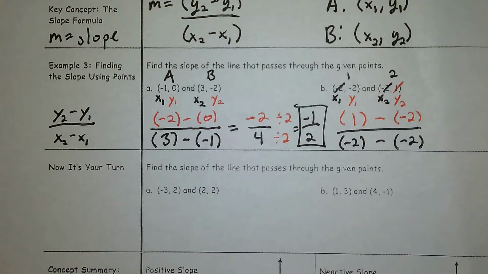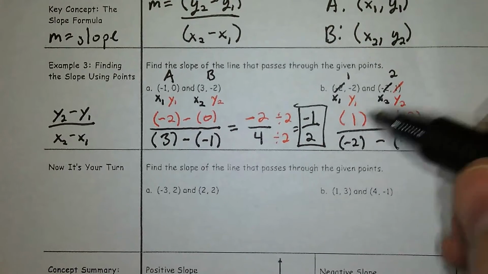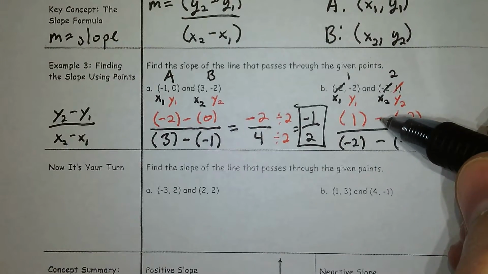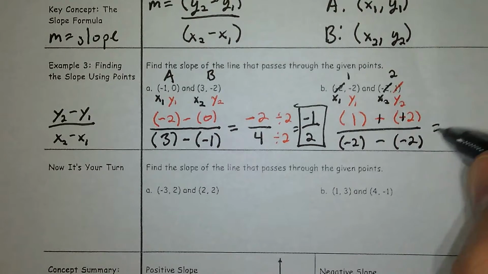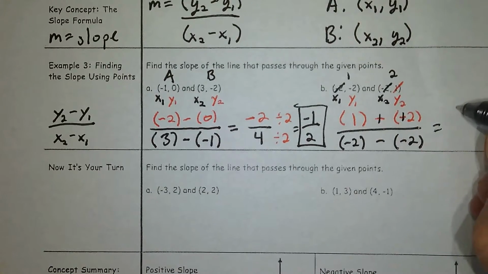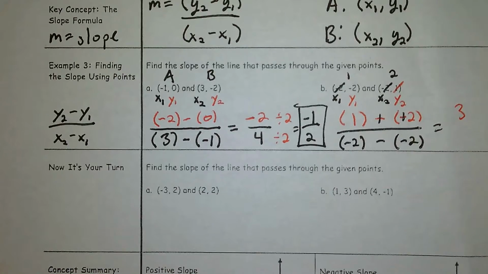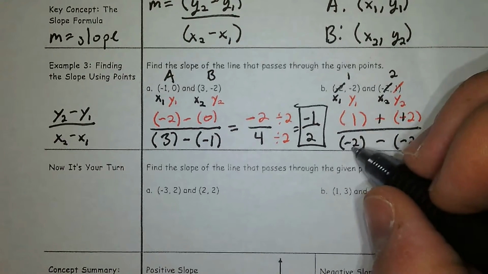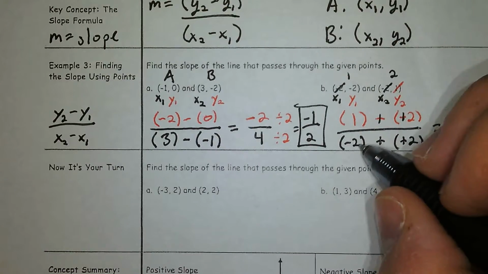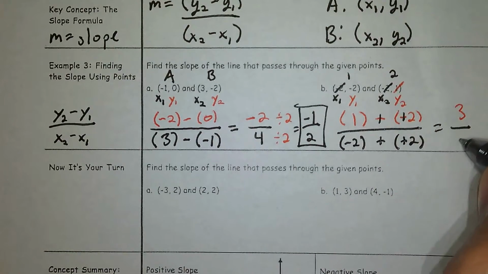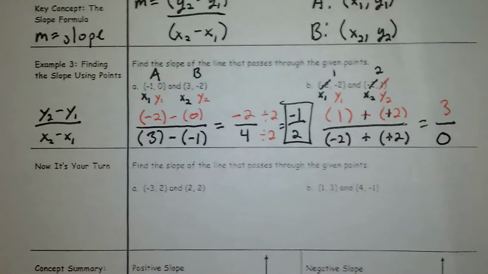1 minus negative 2. So again, keep, change, flip. Keep the 1. Change the negative to a positive. So now I have 1 plus 2, which is 3. Keep, change, flip. Negative 2 plus 2 would be 0.